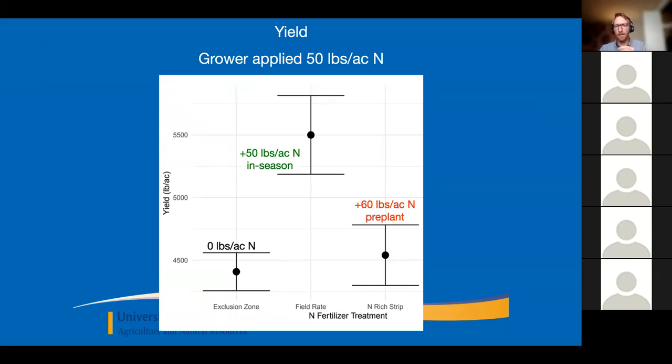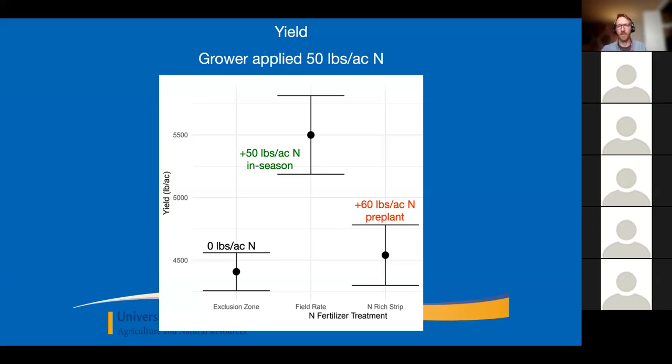The field rate is where we went in and did what the model told us to do. Where we just put 50 pounds down, and that's what the grower ended up taking home, right? That's that 5,500 pounds that he took home. It is 1,100 pounds more than the enriched strip. In the enriched strip, if you remember, we added 60 pounds, but we didn't come back and top dress the enriched strip. You don't need to do that. It's just a reference for that time in the season. And so that ended up getting 1,100 pounds less.